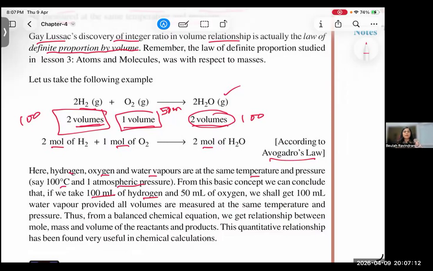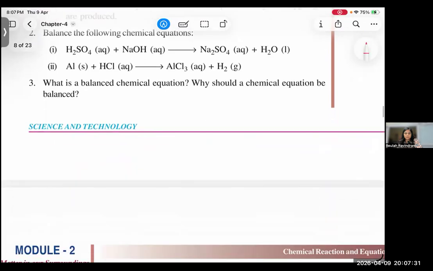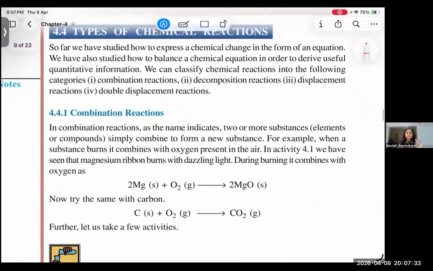And then you have to understand what is this. Let me know. I will let you know about all these stuffs. So number of moles, mass and molar mass, everything you know about it, right? Volume and everything. Then we'll see types of chemical reactions.